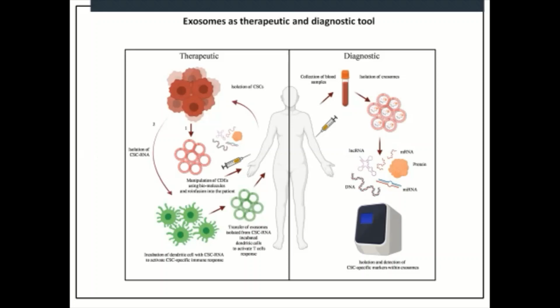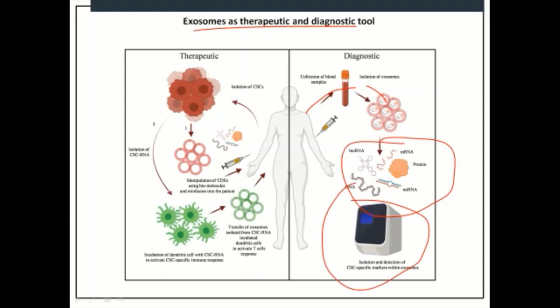So after we discovered all these important biological functions of exosomes, we started to exploit them for therapeutic and diagnostic tools. In this figure, I have summarized how exosomes can be used as a simple diagnostic method and therapeutic method. Over here, we can see that after blood collection, exosomes are isolated and all the biomolecules present within these exosomes can be analyzed using specific instruments. And for therapeutic purposes, these exosomes can be isolated, packaged with various biomolecules, and then re-injected back into the patient, which can then go and target these cancer cells.